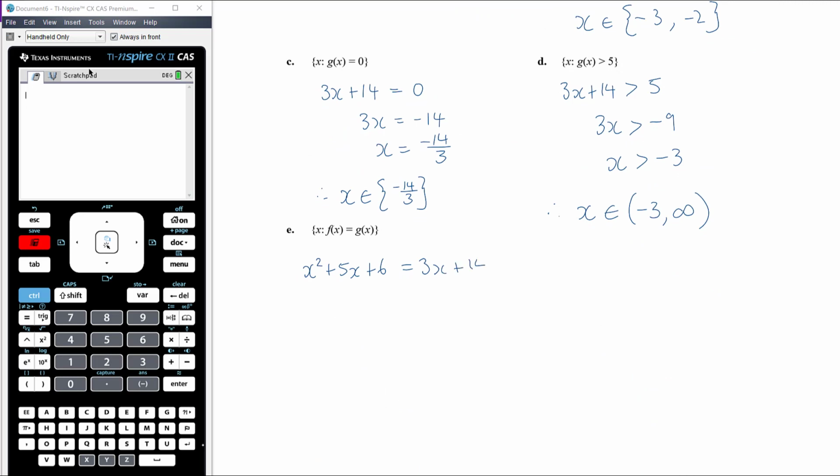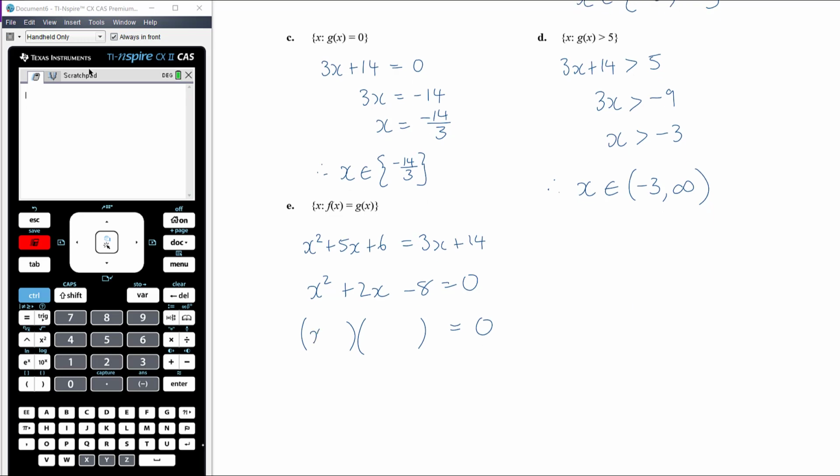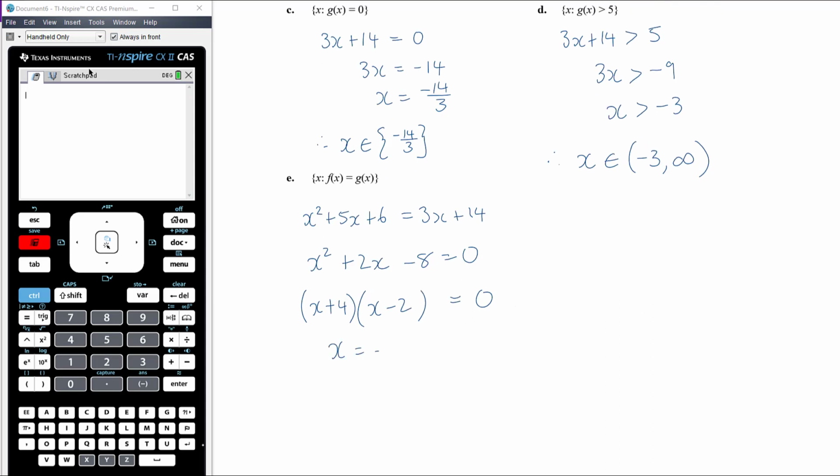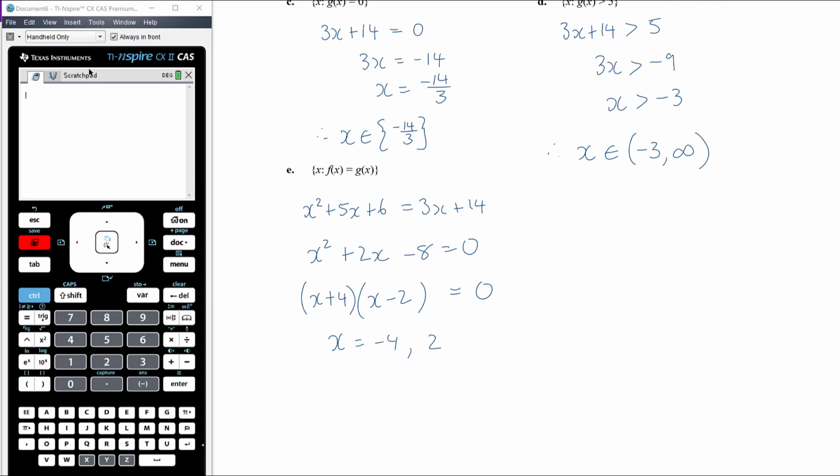So we're going to solve this equation. Let's collect like terms on the left-hand side. Subtracting 3x from both sides gives us x squared plus 2x, and subtracting 14 from both sides gives us -8. Factorising, it's a simple quadratic. Factors of -8 that add up to +2. So that is x plus 4 and x minus 2. So therefore x is -4 or 2 using our null factor law.